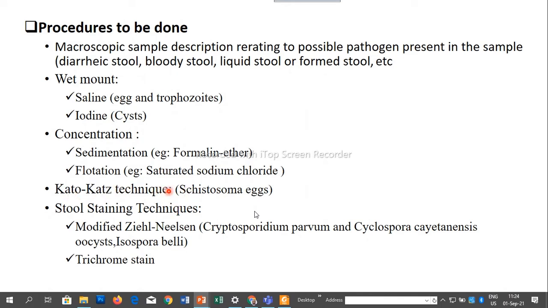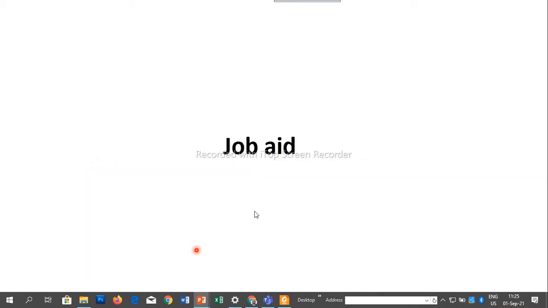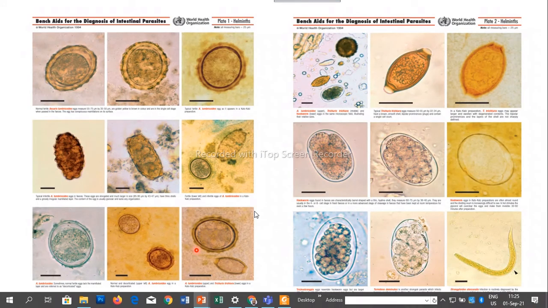Also, there is another technique called Kato-Katz, a technique for schistosoma, blood flukes, that concentrates those parasites. And also we have staining techniques, such as modified Ziehl-Neelsen stain and the trichrome stain that are used for staining the parasites. So after, we can see different parasites on microscopy, and I'm going to ask you to identify. Let's start from this. What is this?